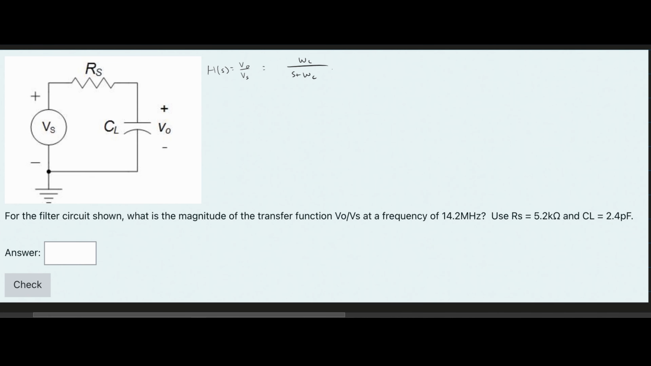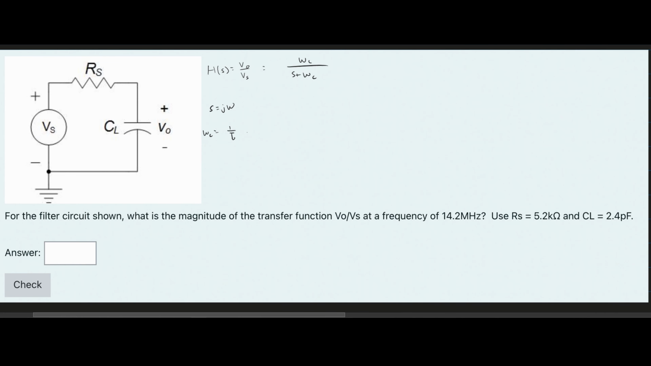So now we need to find our corner frequency. Our S is going to be equal to our j omega. That's going to come in handy later. And then our corner frequency is equal to 1 over tau. This is not really t, it's kind of like a t like this. It stands for the time domain.